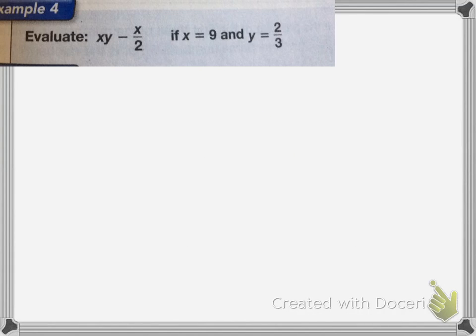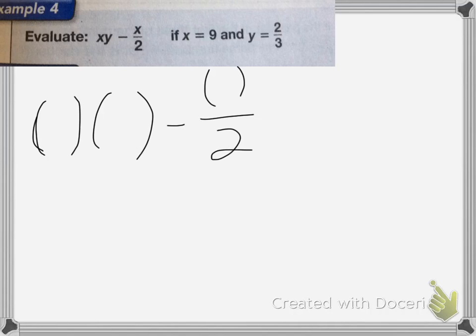Okay. On this one, xy minus x divided by 2, if x equals 9 and y equals 2/3. Again, put in parentheses for the variables. So xy minus parentheses over 2. And I'm going to fill in the numbers. So x is 9. So anytime I see an x, I'm going to put a 9 in. So 9 and 9. And then y is 2/3. So I'm going to put 2/3 in for y.